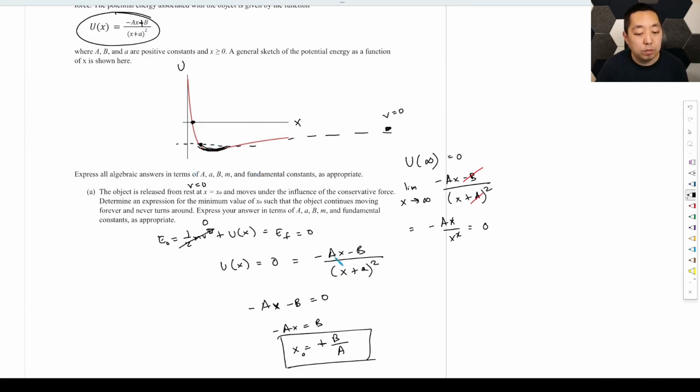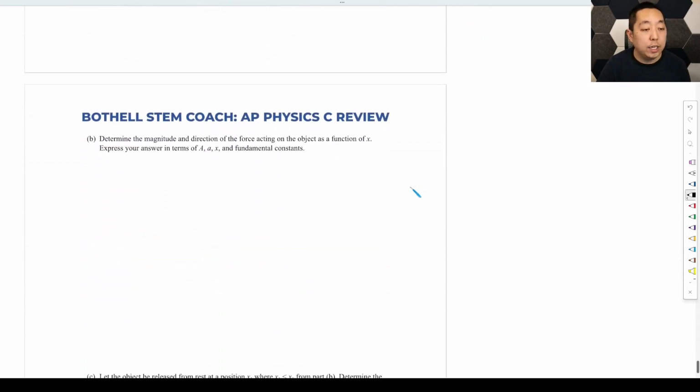Okay, so we're just effectively finding when it's 0, because then at infinite distance, it will have 0 potential energy as well. Okay, determine the magnitude and direction of the force as a function of x. Express your answers in terms of here. So F is equal to negative dU/dx. And remember, our U of x, we're going to say is negative ax plus b over x plus a squared. So we're just going to take the derivative of that. Just do quotient rule if you want.